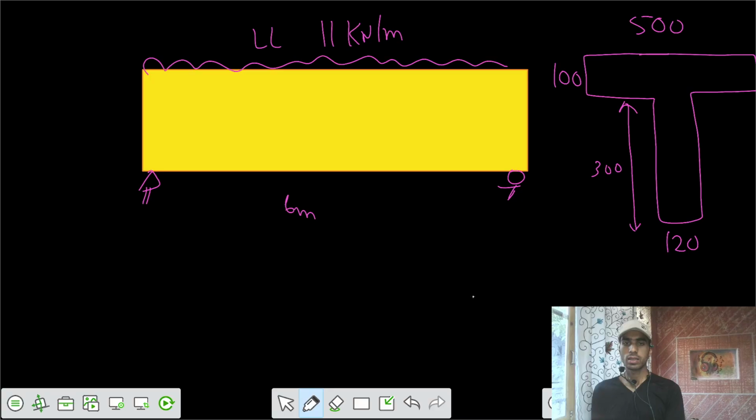We need to find the required value of P and the eccentricity of that P from the neutral axis. For the cable, you have to consider it as straight. Let's say after calculation the neutral axis is somewhere here, because we have more area on the top side.